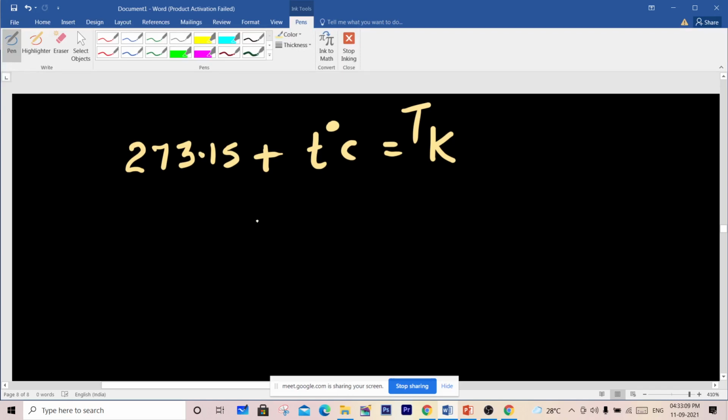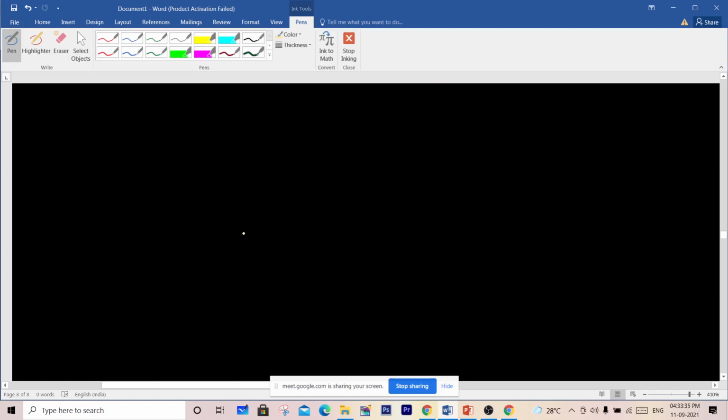Now, I told you how to convert degrees Celsius into the Kelvin scale. For 25 degrees Celsius, put 25 here and you will get 298 Kelvin. So it is the temperature in the Kelvin scale, 298 Kelvin. Am I clear? I'll tell you what it represents, actually what we have done.